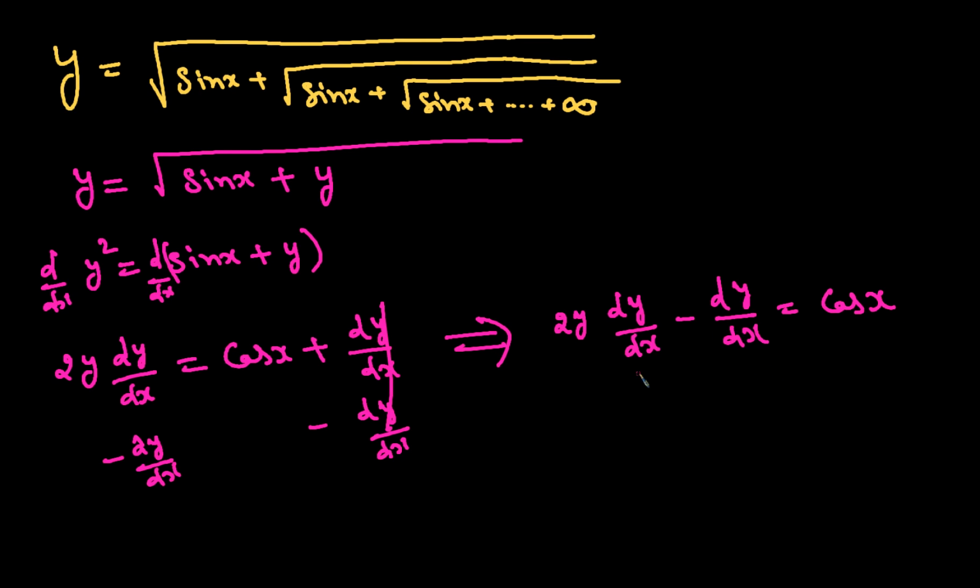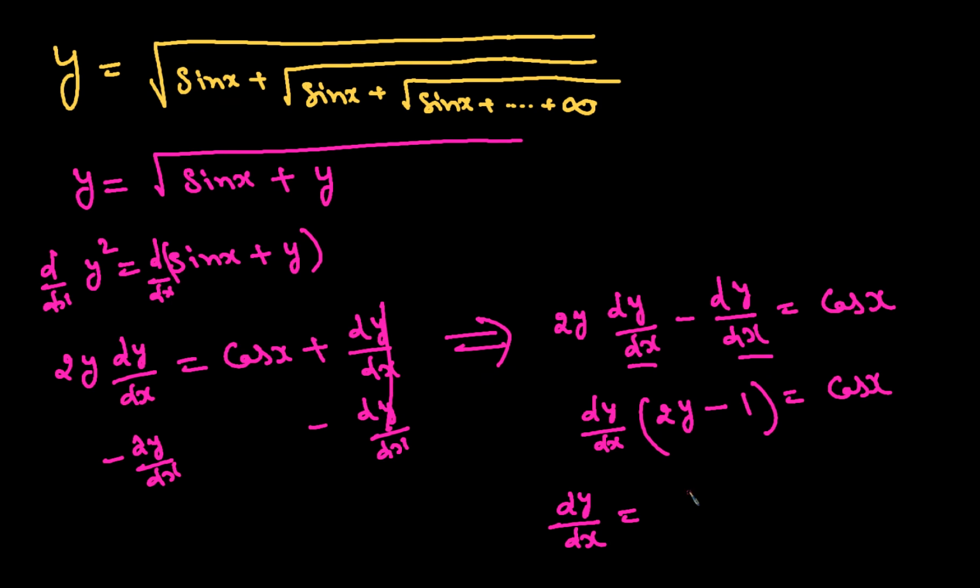So both of these terms have this common factor dy over dx. What I'm going to do is take it out. So dy over dx, if I take dy over dx out from these two terms, I'm left with 2y, and over here I'm left with 1, is equal to cosine x. So divide both sides by 2y minus 1. That'll give me dy over dx is equal to cosine x over 2y minus 1. There you go, that's your answer.